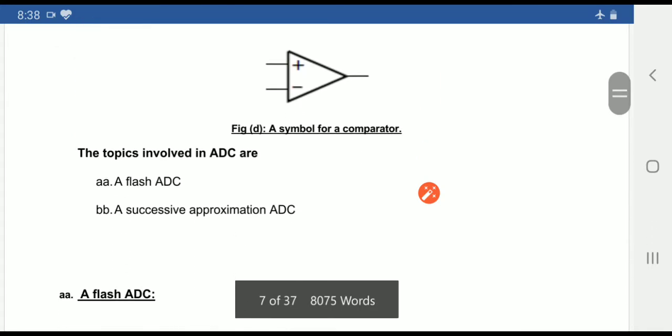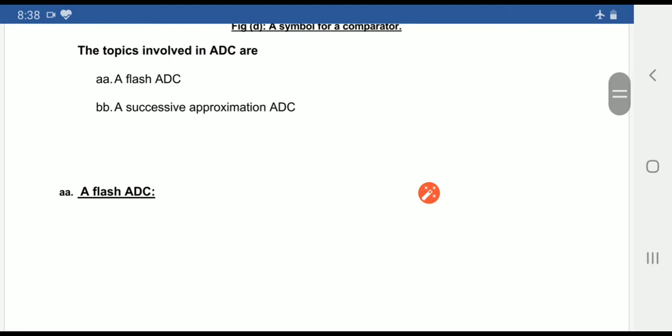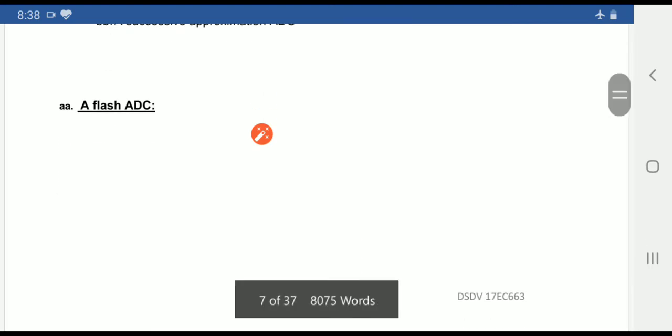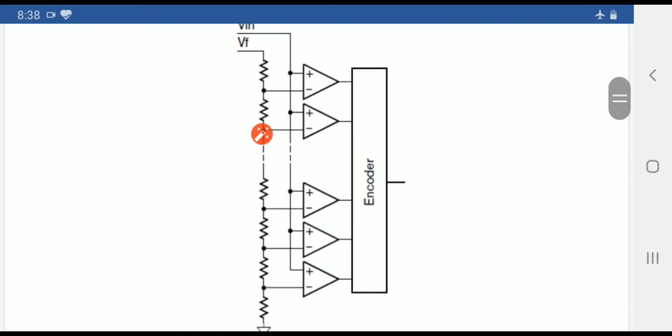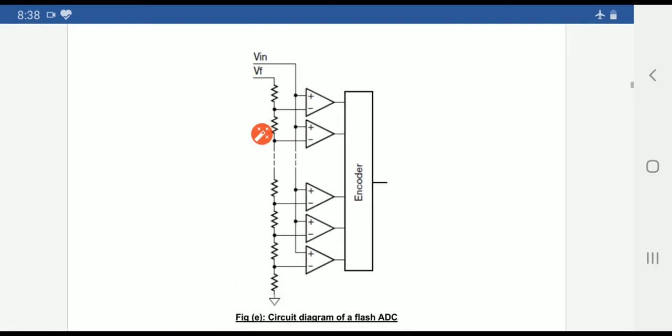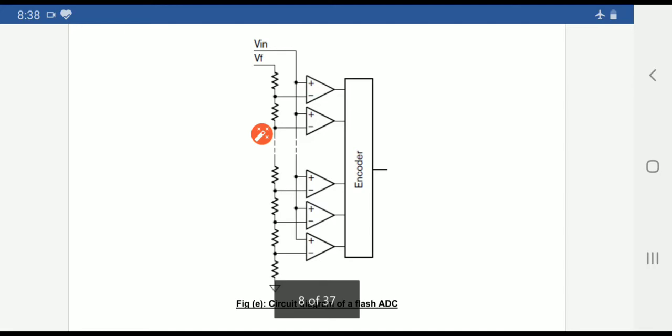Here there are 2 topics which we are going to discuss. First is the flash ADC, the second is the successive approximation ADC. First we will discuss the flash ADC. This is a circuit diagram which is a very simple one. Using this circuit diagram, we will briefly understand how it works and converts an analog signal V in into the digital signal.